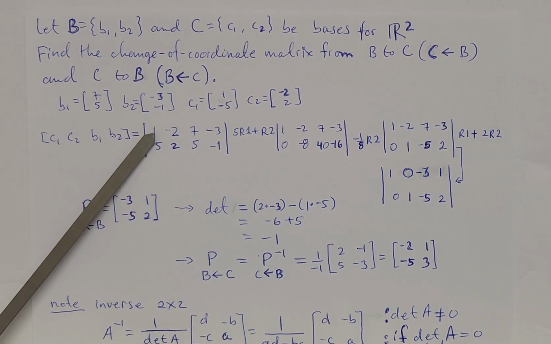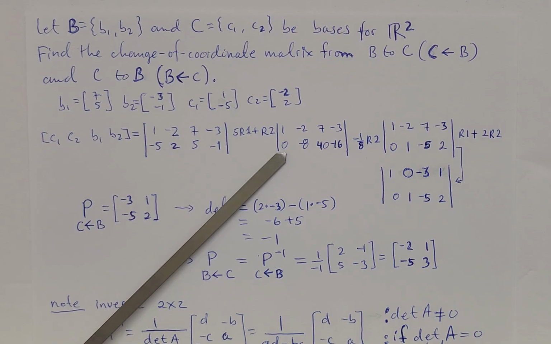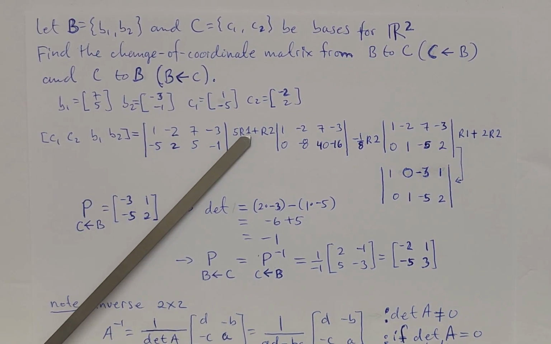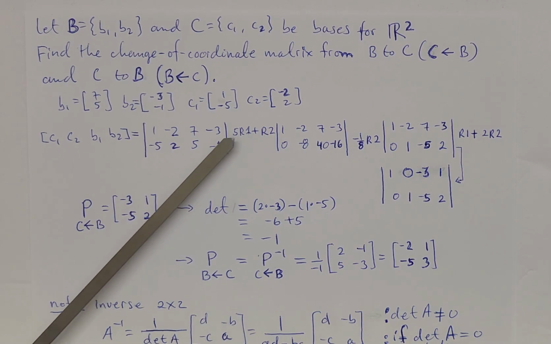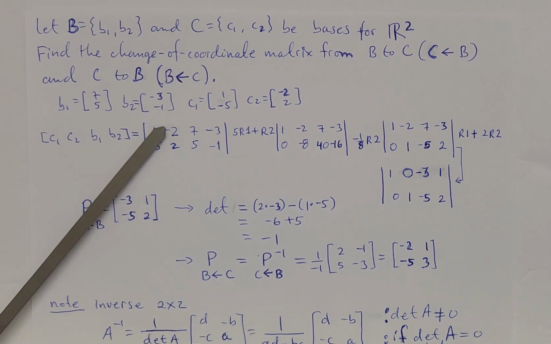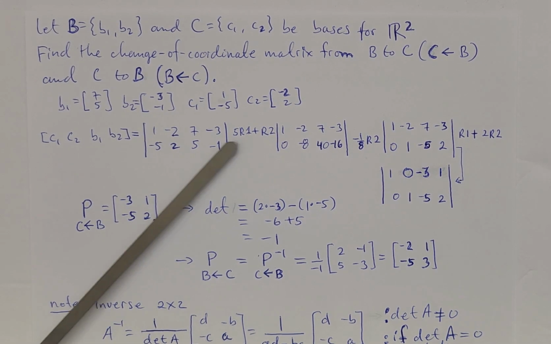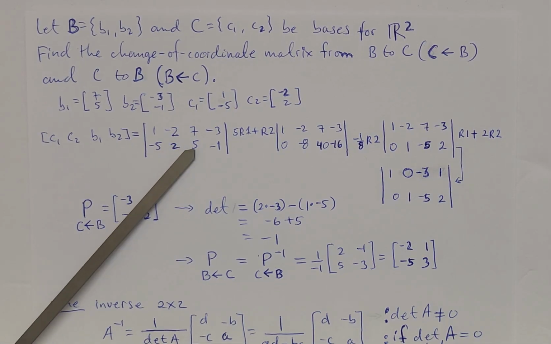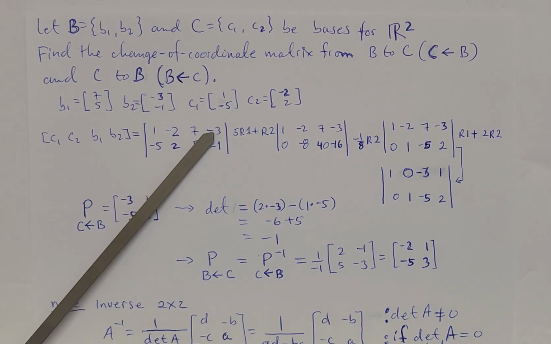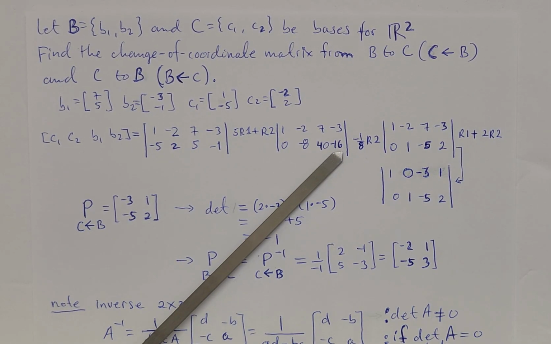Here this is a 1, so I leave it alone. This is -5, and I want it to be a 0. The opposite of -5 is +5, so 5 times row 1 plus row 2. 5 times 1 is 5, plus -5 gives me 0. 5 times -2 is -10 plus 2 is -8. 5 times 7 is 35 plus 5 gives me 40. 5 times -3 is -15 plus -1 gives me -16.